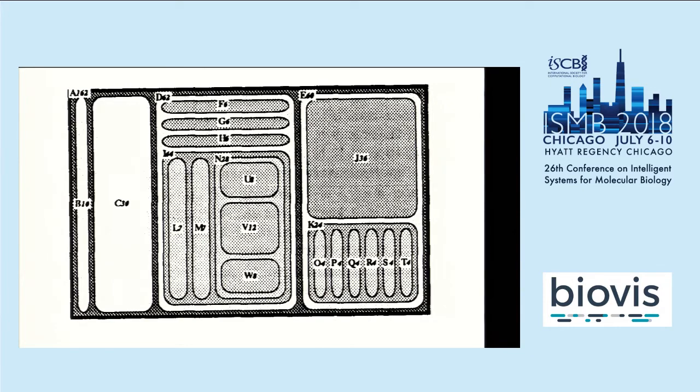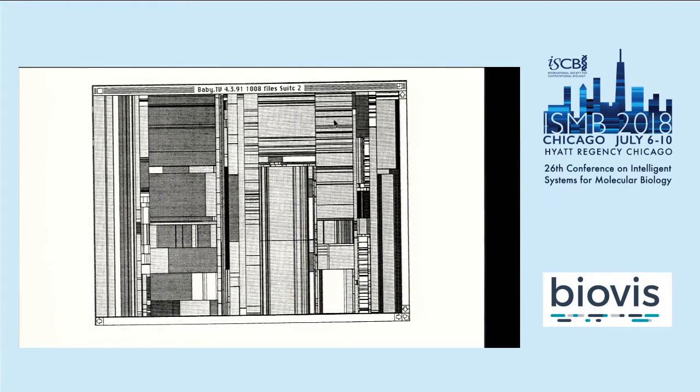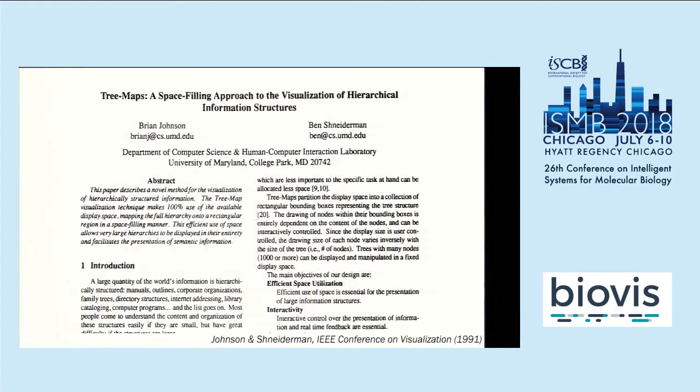Who knows what this is? Okay, good. So a few of you are a little bit unsure. It doesn't look very pretty for a visualization paper. If I put the authors on there, you might recognize this. So this is Johnson and Shneiderman, IEEE Conference on Visualization, 1991. And as I heard here in the front, this is from the treemap paper.